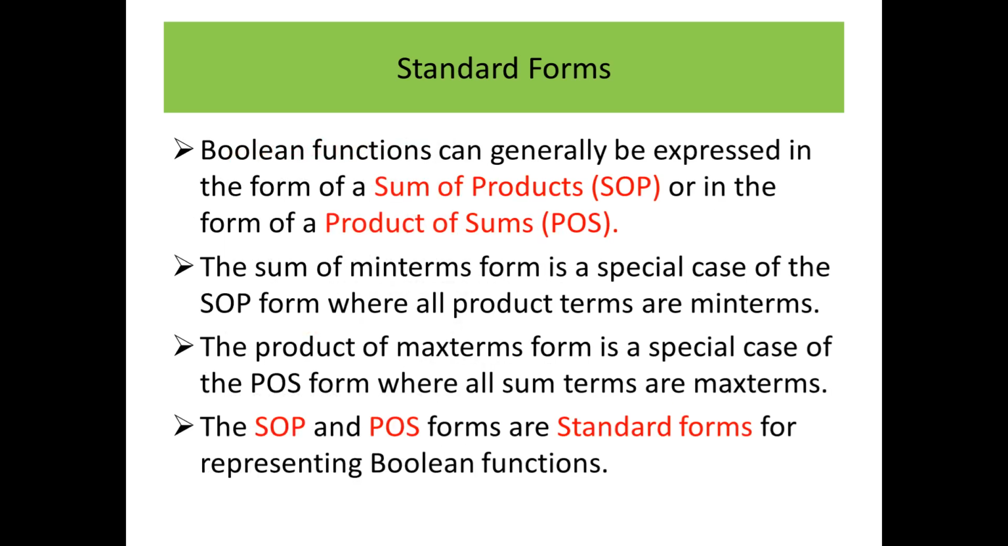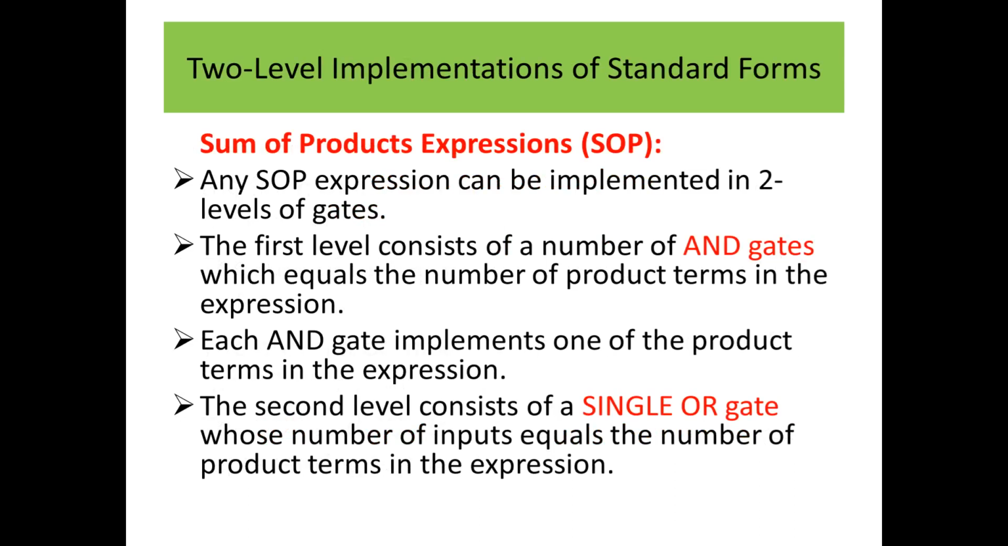Boolean functions can generally be expressed in the form of a sum of products or a product of sums. Canonical forms are of two types, SOP and POS. A sum of minterms form is a special case of SOP where all the product terms are minterms. A product of maxterms form is a special case of POS where all the sum terms are maxterms. The SOP and POS forms are standard forms for representing Boolean functions.